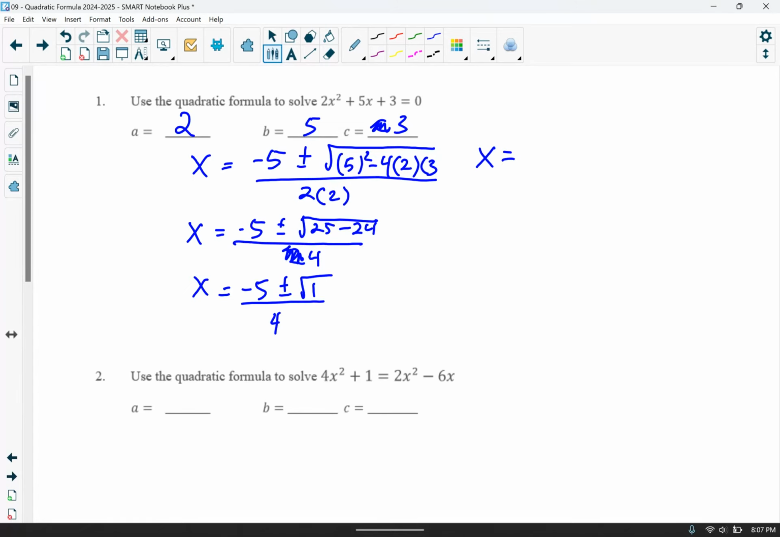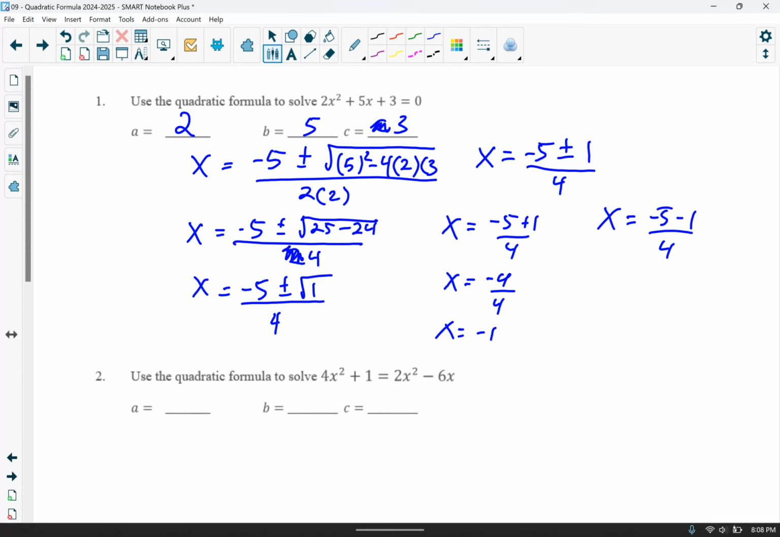Remember, 1's a perfect square, so that's going to be negative 5 plus or minus 1. The square root of 1 is 1, all over 4. So we're going to split into our two cases, negative 5 plus 1 over 4, which will give us negative 4 over 4, or negative 1, or negative 5 minus 1 over 4, which gives us negative 6 over 4, which simplifies to negative 3 over 2. So we've got our solution set of negative 3 over 2 and negative 1.